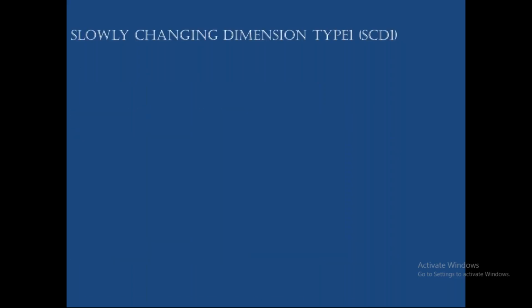So slowly changing dimension type 1. This is important, because this is one of the frequently implemented dimensions, SCD type 1. What is SCD type 1? New data overrides the existing data. Let's say previously you have one Rama Bangalore, and that same person is now moving to Hyderabad. Now what happens? The one Rama Bangalore record will be overridden with one Rama Hyderabad. New data overrides the existing data.